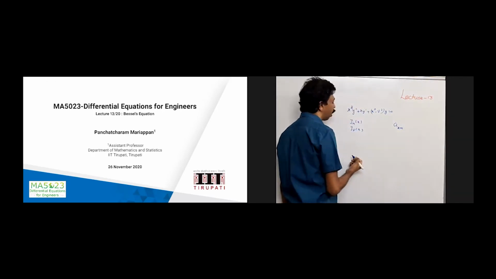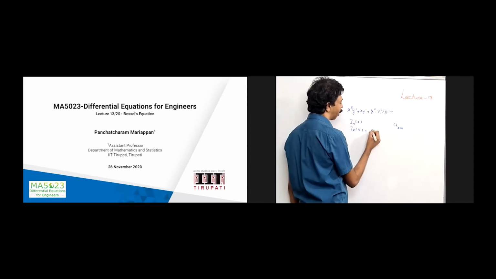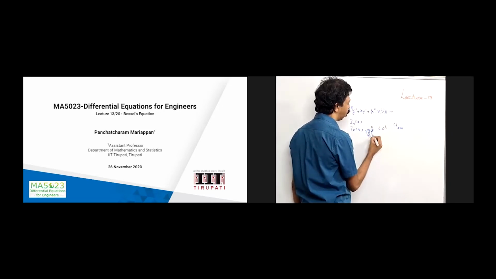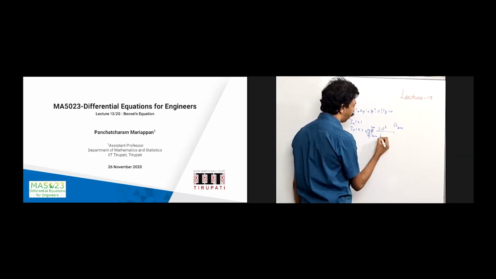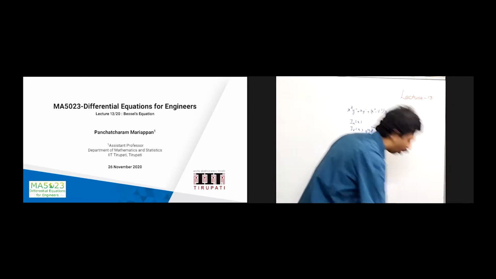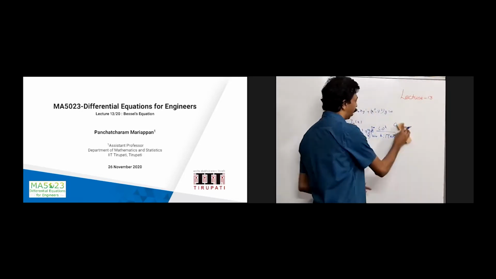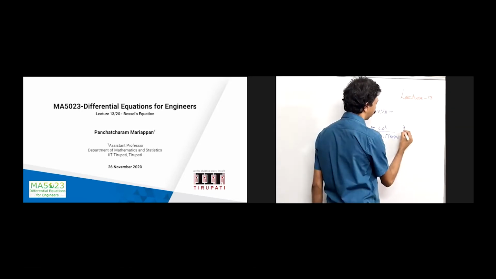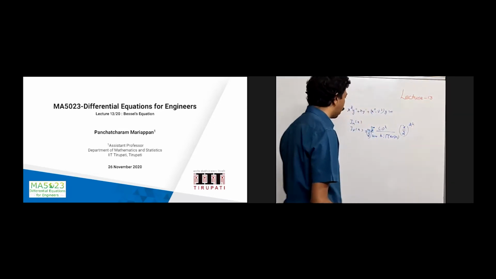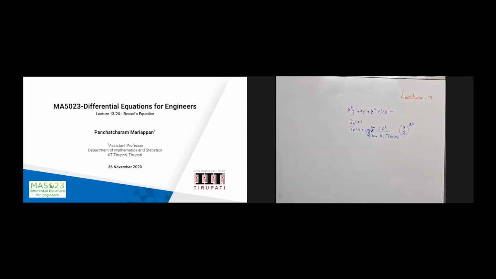In this one we have the summation: (x by 2) power nu, summation k equal to 0 to infinity, (minus 1) power k over k factorial into gamma of k plus nu plus 1, into (x by 2) power 2k. This is what we have seen in the last class, and then we derived some of the properties also.